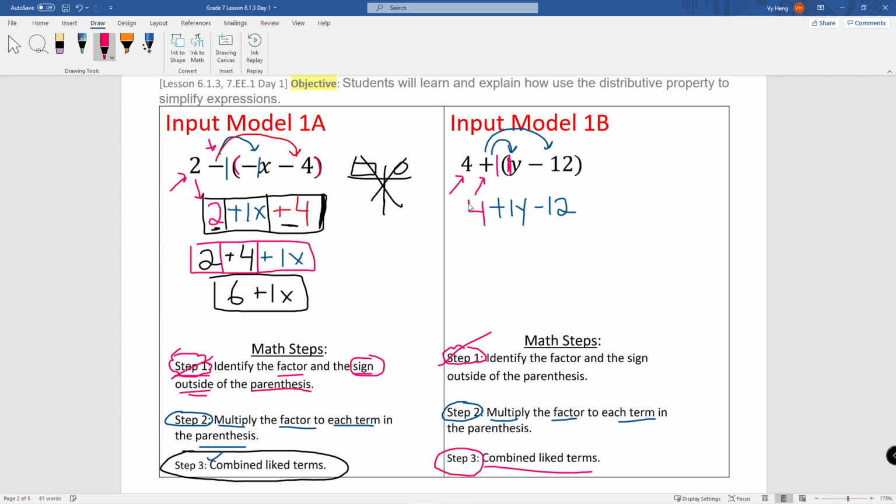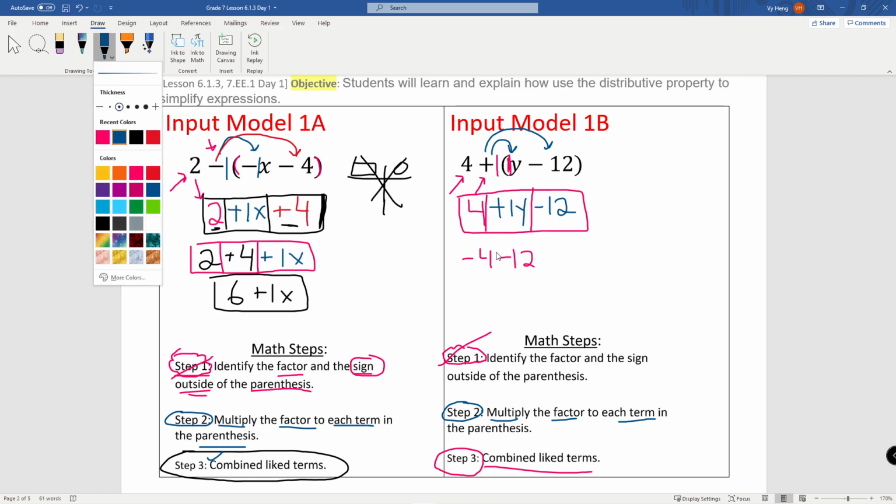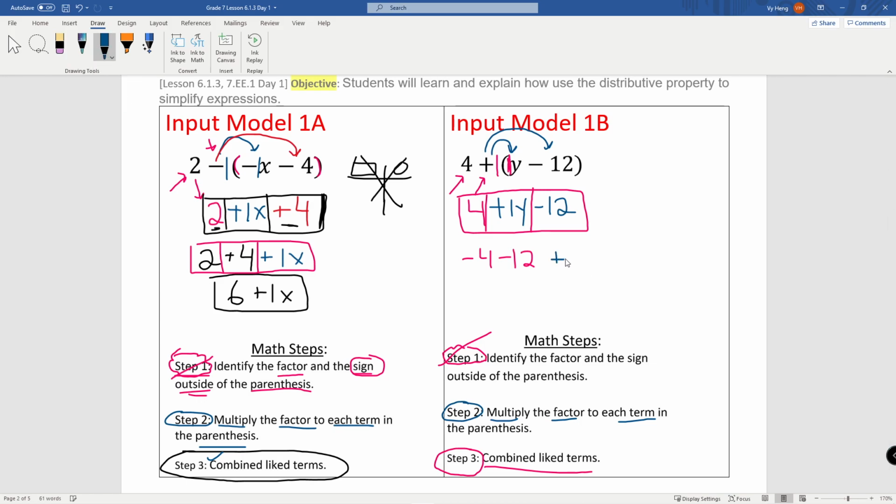So now, step 3 says to do what? Combine like terms. So I would box it first. Put a line after the number. Put a line after the y. It just looks better this way. And then which ones have like terms? Well, the 4 and the negative 12. So bring those two closer together. And then bring the other one down, which is a positive 1y. So now we have this. So again, I can box it if I want to.